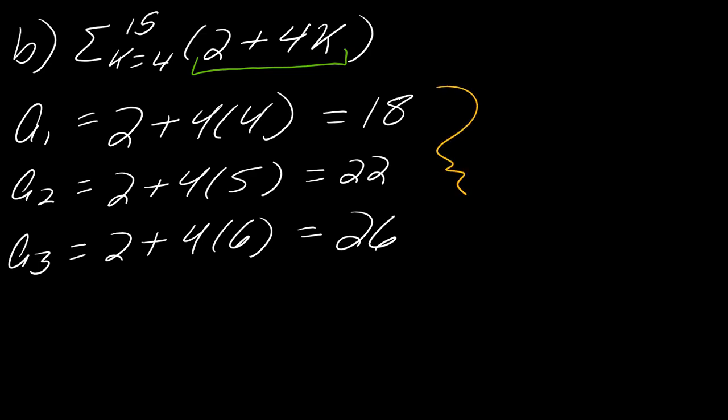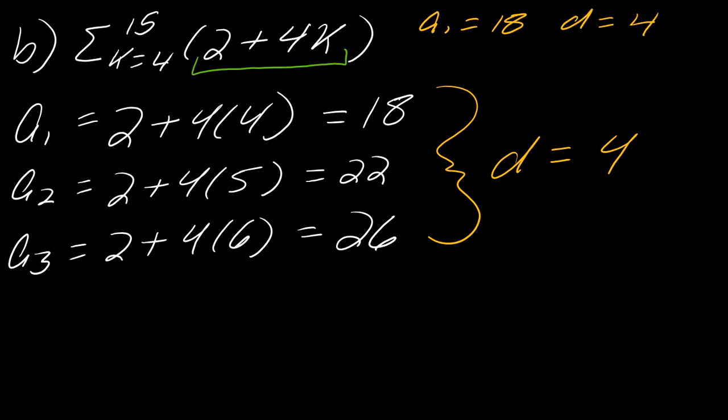Now, what's the common difference? The common difference I can tell is 4. So I want to treat this as a sequence where the first term is 18 and the common difference is 4. And so I want to get to what happens when I plug in 15 for this. Here's where this can kind of mess with your head. If I'm starting at 4, how many terms am I actually summing up here? This is 15 minus 4. The last term will actually be the 12th term in this sequence.